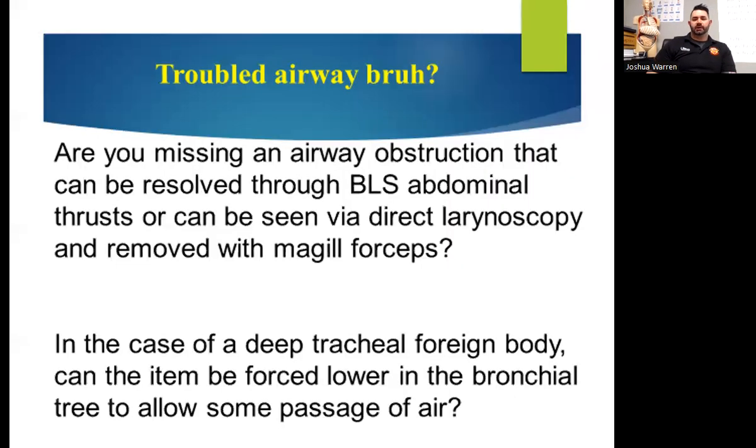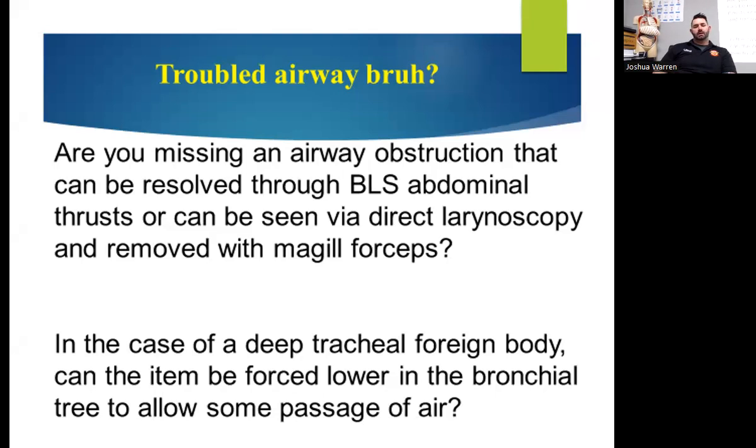So let's talk about a troubled airway. Are you missing an airway obstruction that can be resolved through abdominal thrusts, or is there something in the way you need to get the Magill forceps out for? How would you know? When you try and bag the patient, what kind of resistance are you getting? What does airway resistance mean, Sloss? Something obstructing the airway. Okay, sort of. So the ease with which the patient can be bagged should be an easy bag, right? But if you're having to squeeze that bag hard, it means that air is hitting resistance.